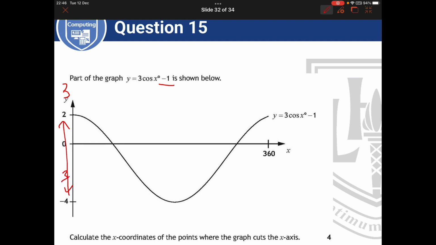It's not working in there. Minimum should be minus 3, but it's moved down 1 to minus 4. Just thought I would highlight that. Not part of this question here, but that's where that graph comes from. You could get asked a question on identifying a trig graph.